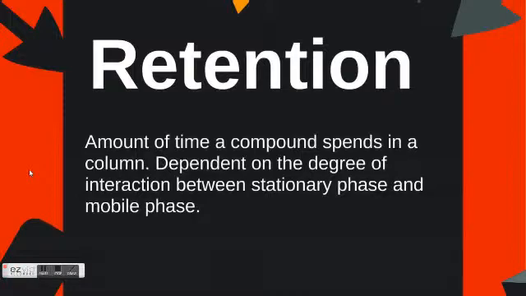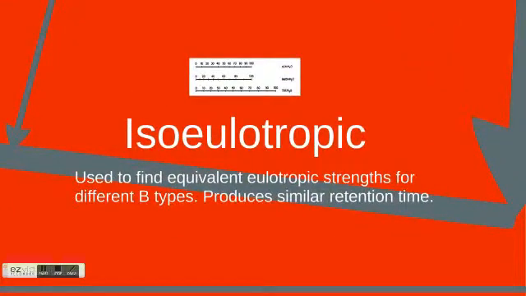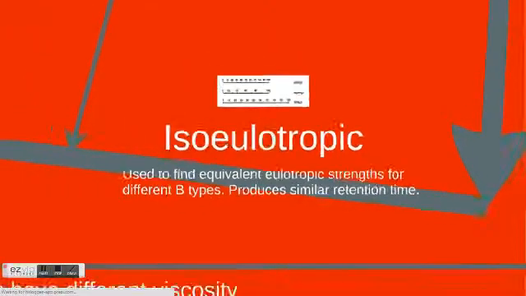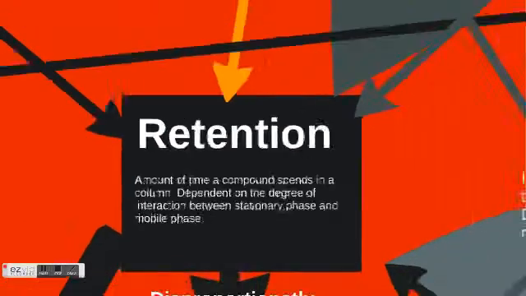What I'm going to do is list some of the parameters that affect retention and selectivity. First off, there's B-type. B-type affects selectivity through disproportionate retention changes. This is because different solvents have different acid-base dipolar properties. This can be seen by the solvent triangle shown on the right. Using the solvent properties, you can optimize selectivity by choosing solvents that have large differences in properties. An isocratic method is used to find equivalent eluotropic strengths for different B types and hence produces similar runtime. This is connected to retention.